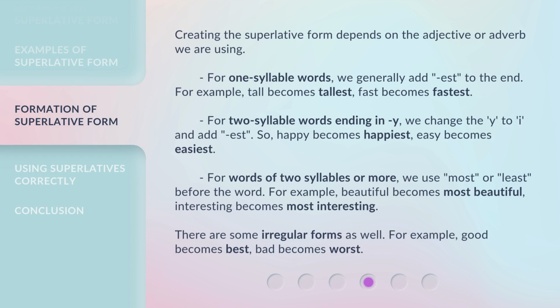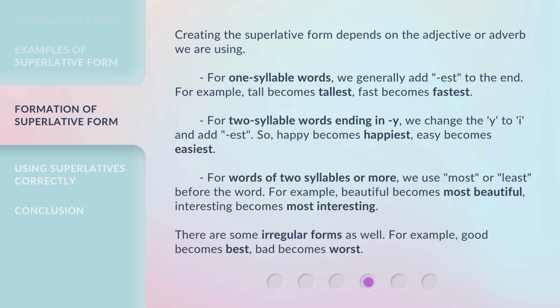Creating the superlative form depends on the adjective or adverb we are using. For one-syllable words, we generally add -est to the end. For example, tall becomes tallest, fast becomes fastest. For two-syllable words ending in y, we change the y to i and add -est. So, happy becomes happiest, easy becomes easiest.